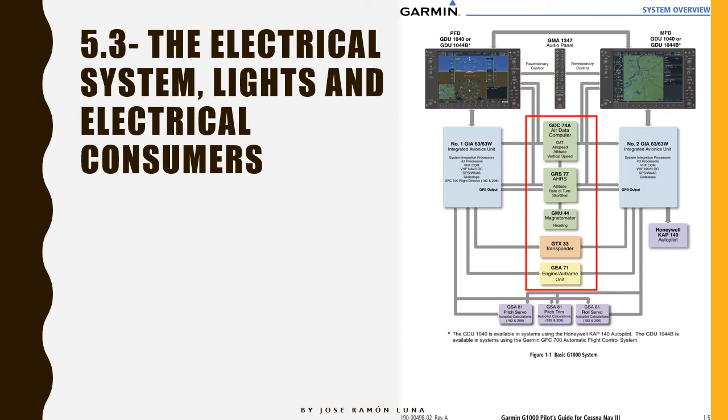The transponder, as we said before, draws information from ATC and sends information out to ATC. And the last part, the GEA 71, is the engine and airframe unit that draws all the cues from auxiliary systems and the engine for our parameters and advisories on the system. So is everything working properly? The computer is going to tell you.